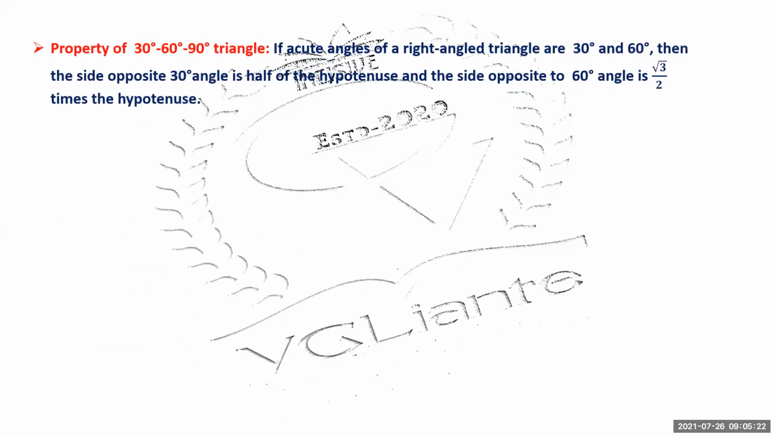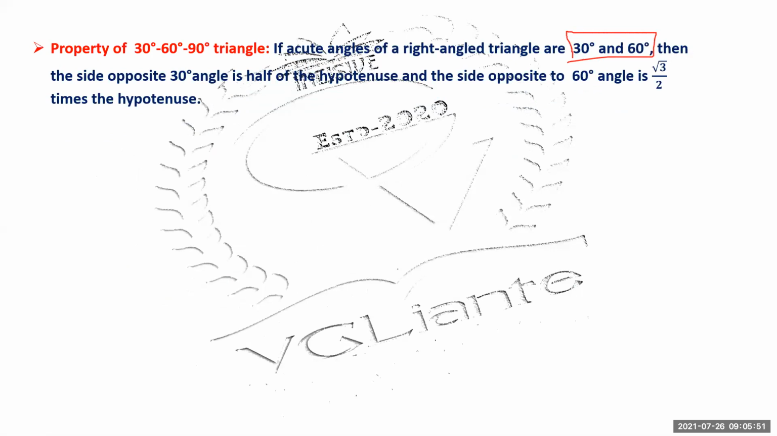The property of the 30, 60, 90 triangle. Now this property I've studied last year also. You had a theorem based on this. We just revise this a bit. If the acute angles of a right angled triangle are 30 degrees and 60 degrees. Acute angles means the angles which are less than 90 degrees. So you know in a right angled triangle, the two angles will be acute angles.